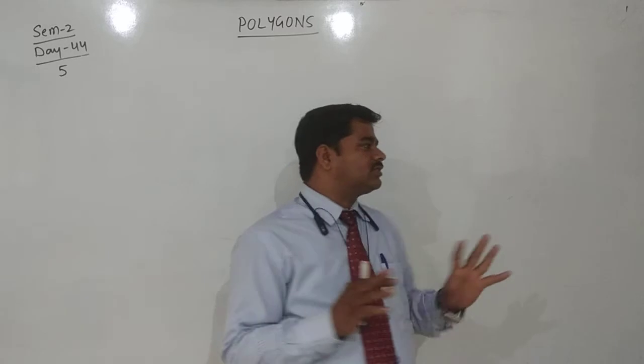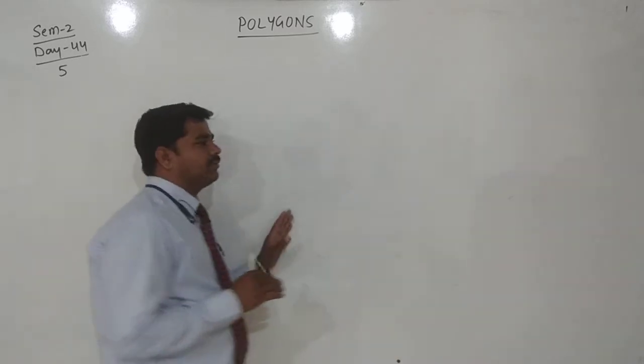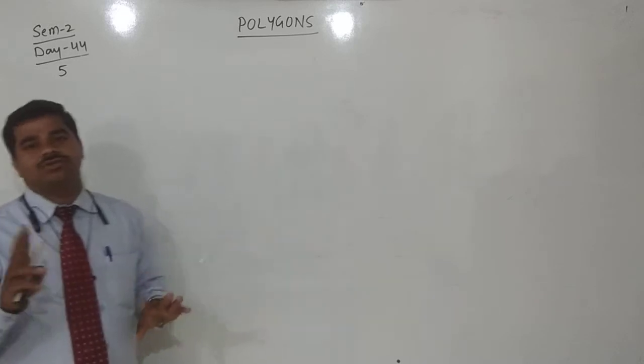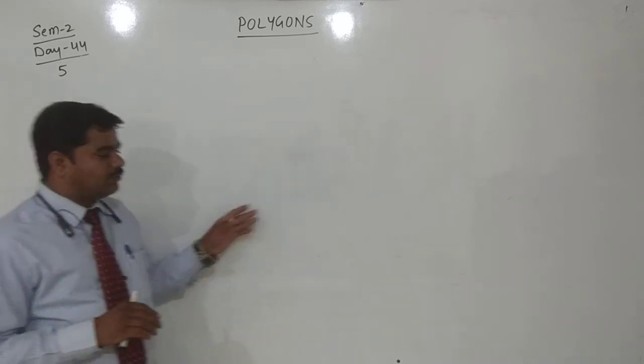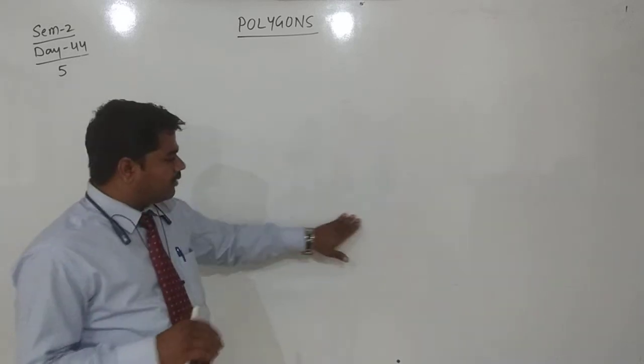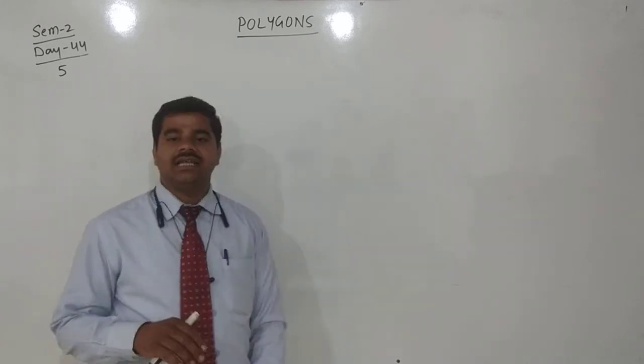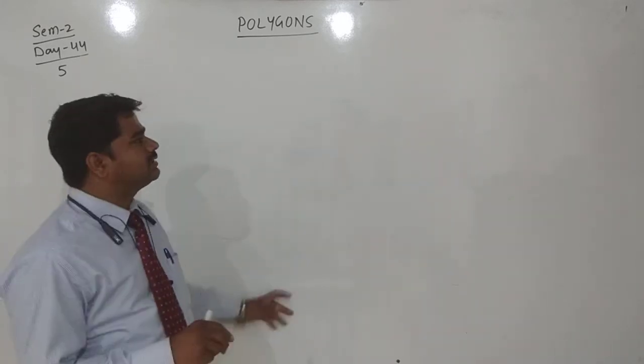After this, two properties also we discussed. The first property: the sum of the angles in a triangle should be equal to 180 degrees. And one more property: the sum of any two sides of a triangle is always greater than the third side. This we discussed.